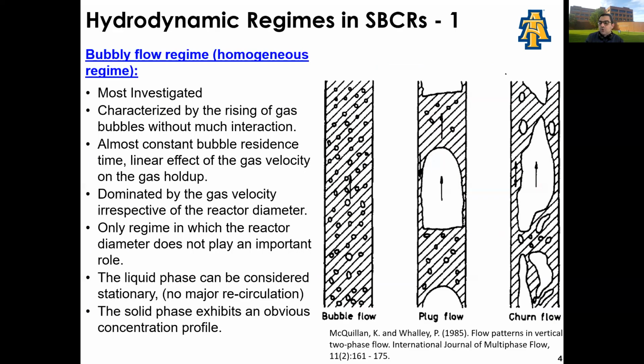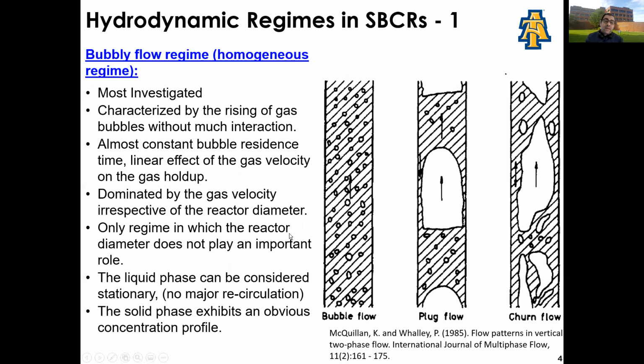So when we take a closer look at the hydrodynamics in slurry bubble column reactors, this has been studied over the years, and we know that there are three main hydrodynamic regimes. Your bubble flow regime, or the homogeneous regime, is the most widely investigated regime. It usually occurs at lower gas velocities, and it's characterized by the rising of gas bubbles without much interaction. So all these bubbles are rising, relatively small bubbles, not interacting with each other. Coalescence and breakup rates are low, and all the bubbles rise at the same time. So constant bubble residence time. The time it takes every bubble from bottom to the top of the reactor is fixed.